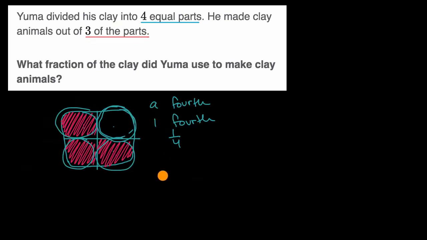Well, you could view it as 4/4. This would also be read 4/4. That would be referring to all 1, 2, 3, 4 of his clay. Now, if you wanted to say what fraction of the clay did Yuma use to make clay animals, we can see that 3 of the fourths were used to make clay animals. So to answer that question, we would say 3 of the fourths, so 3/4 were used to make clay animals.